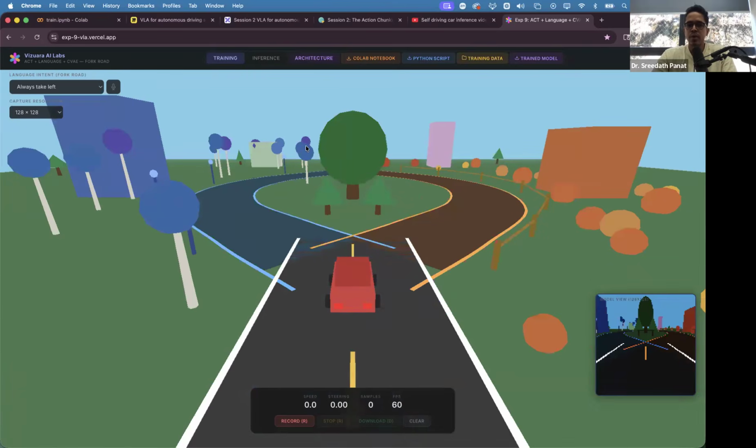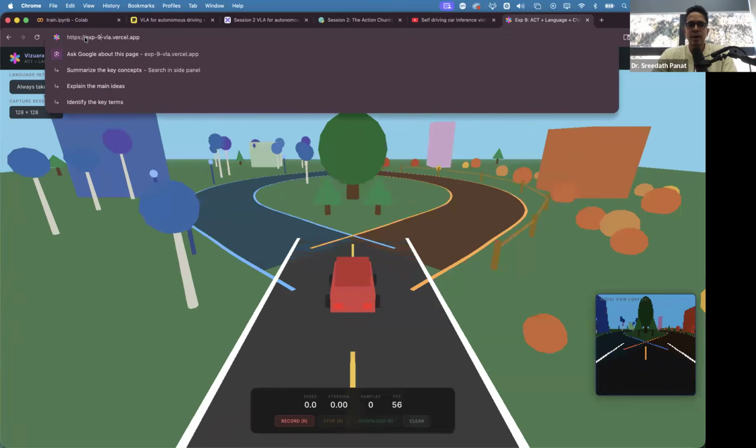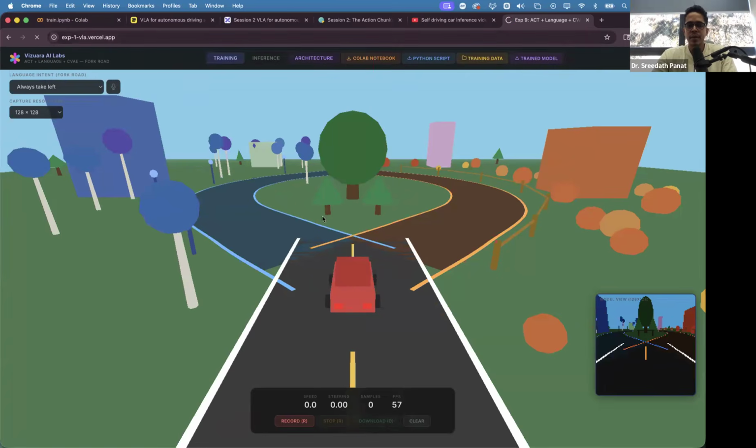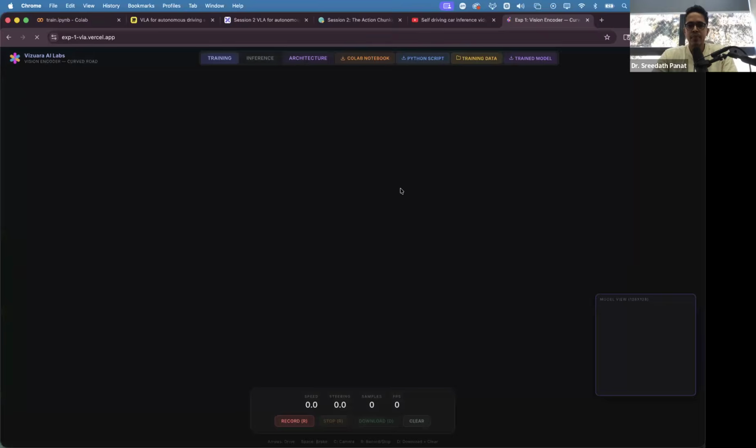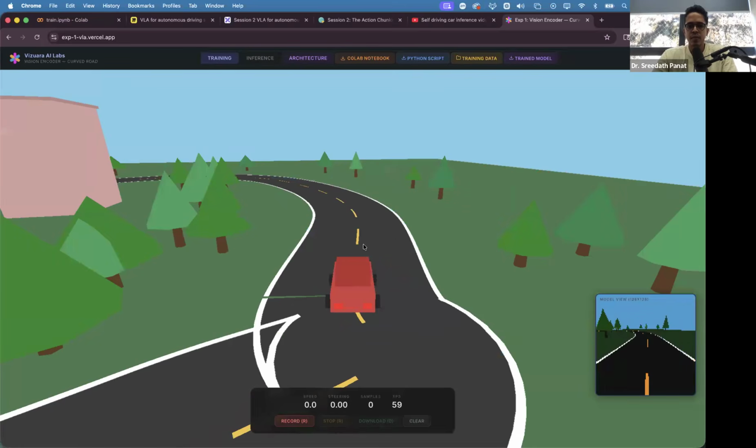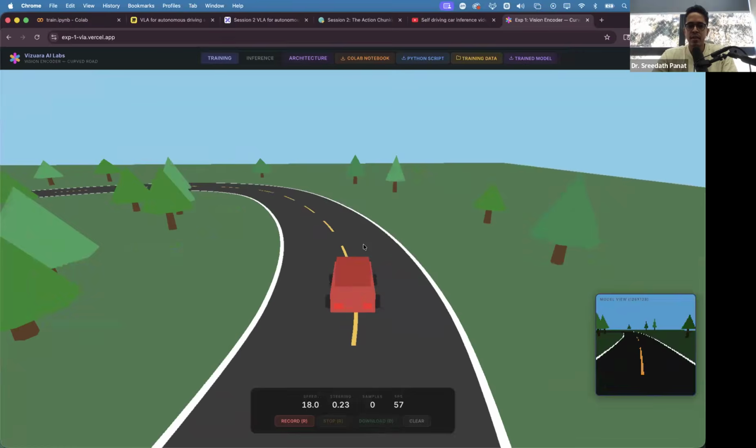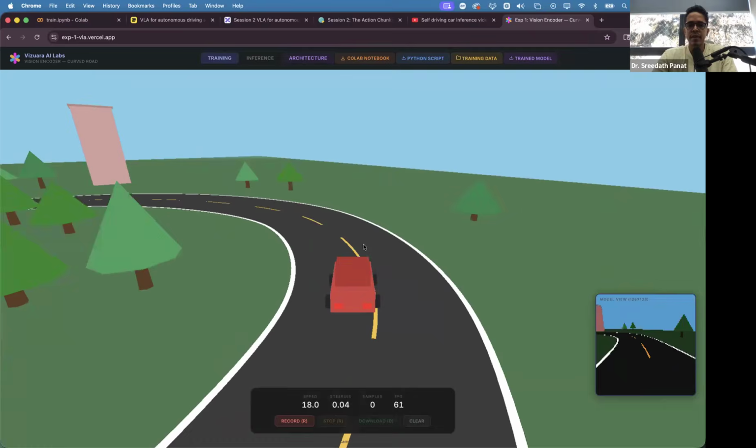So I showed you how to collect the training data, which I don't want you to do. I'm just saying. I also have another map, which is this map. So this map is like a simple curved road where there is no language intent required. The only thing which we have to do here is driving along the road.